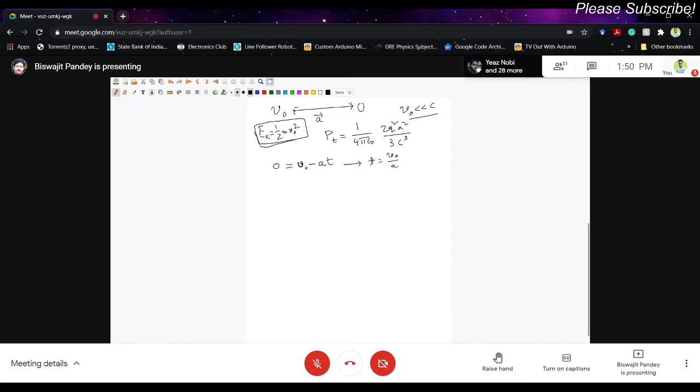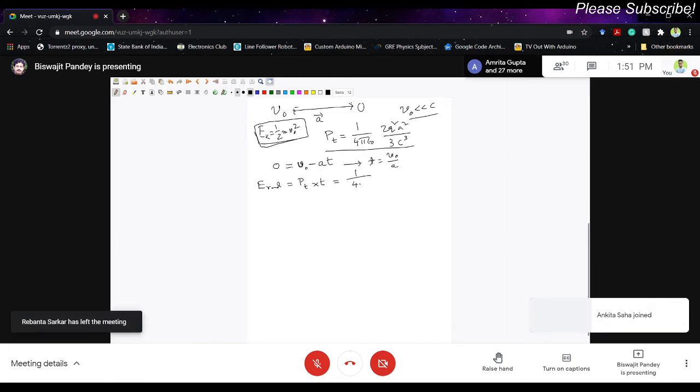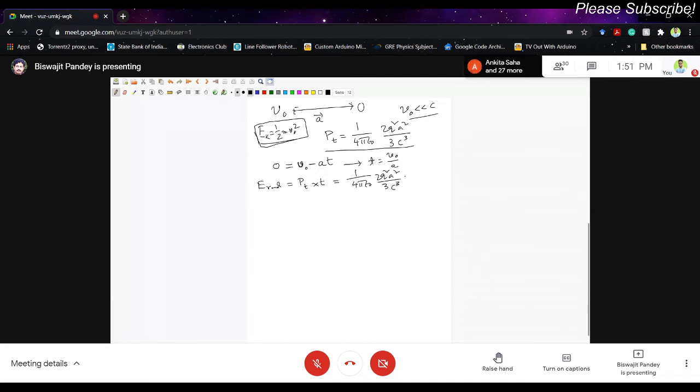So all that you need to do is just multiply. The energy radiated, or energy lost, is this power, the formula, which is the energy radiated per second, and this is the time. So power times t, that is this one. So you just have to write down 1 over 4 pi epsilon 0 twice q square a square by 3c cube, and then multiply with this v0 by a.